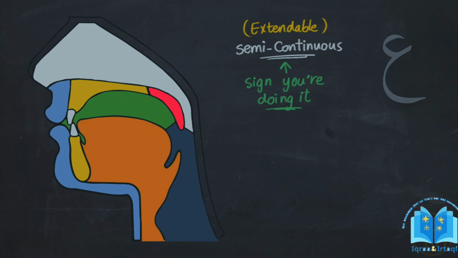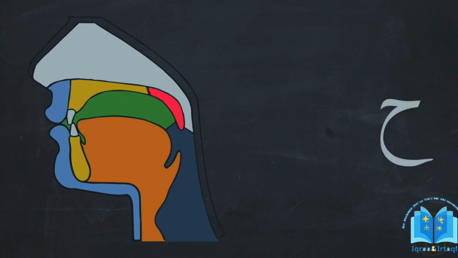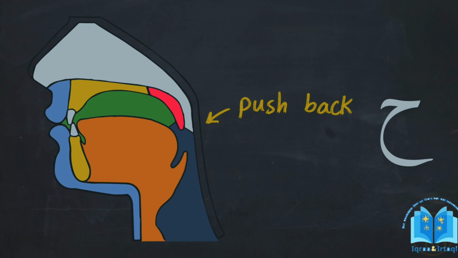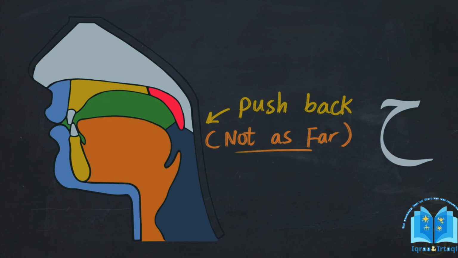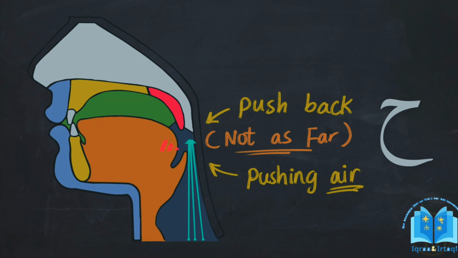Moving on to the ha, which is the other sound that is generated from the same articulation point, using the same organ, the epiglottis. This time, your epiglottis will not go far or push against the wall of your throat like we did with ayn, so it will not go as far as the ayn. Another difference is that with ha, you'll be pushing air out. The friction of that air passing through the small opening generates the ha sound.